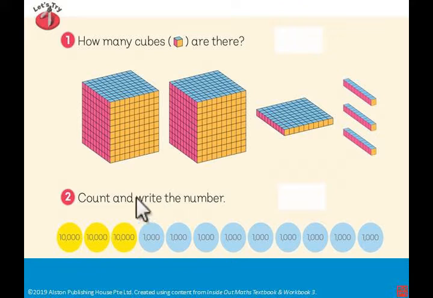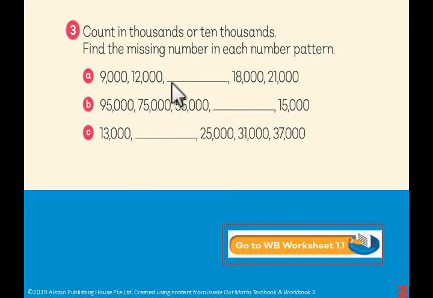Number 2. Count and write the number. Can you guess? Can you answer? How many 10,000 are there? Then how many 1,000 are there? Very good. Here, number three. Count in 1,000 or 10,000. Fill the missing number in each number pattern.